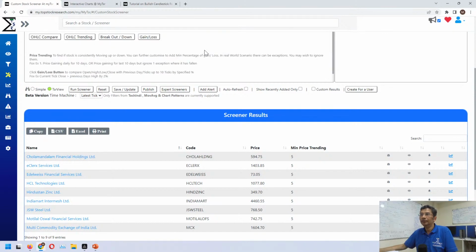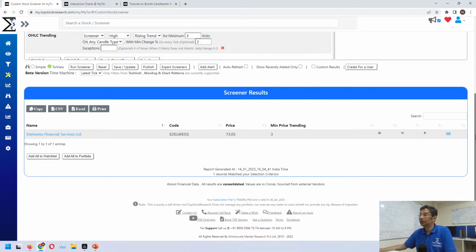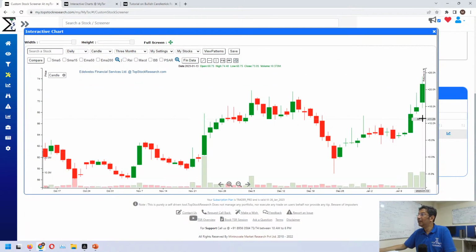A slight variation of this trending up is by minimum percentage, minimum 2%, where every day's high is going up by 2%, right? So go play here. Every day high is making newer highs with at least a good percentage, right? So these are stocks which should be there.